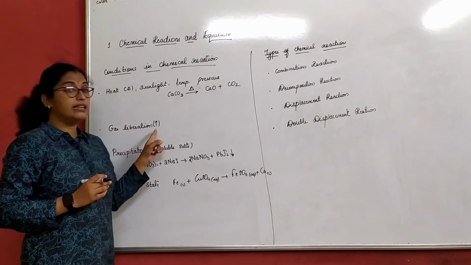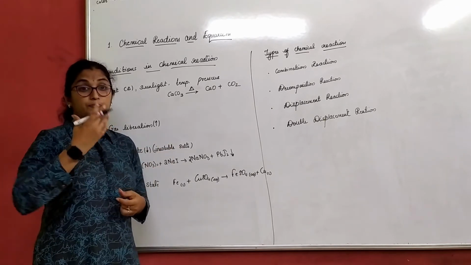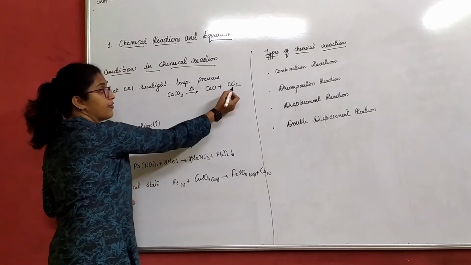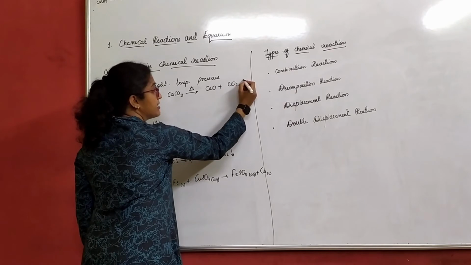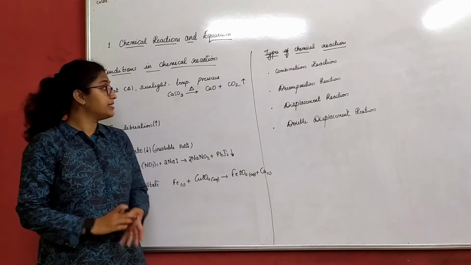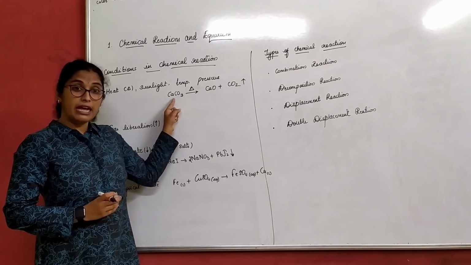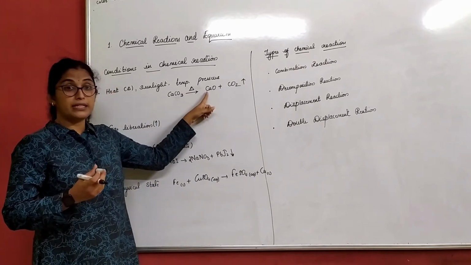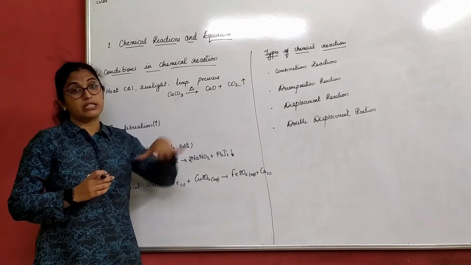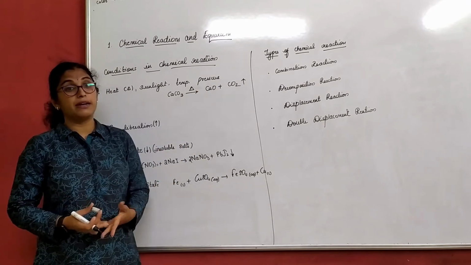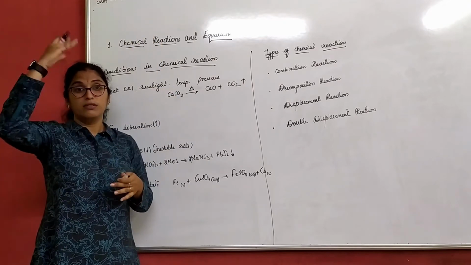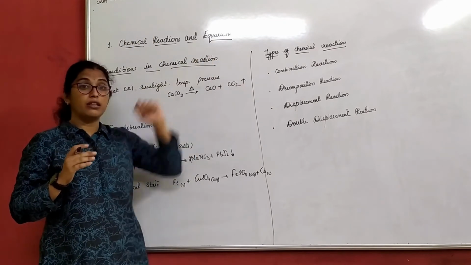Next, gas liberation. That means when a reaction is happening, there are gases liberated. How do we know that? Now carbon dioxide is a gas, right? I will simply put an arrow mark after carbon dioxide. That means when I supply heat on calcium carbonate, it decomposes or breaks down into calcium oxide and it releases carbon dioxide gas. How did I know it released carbon dioxide? My arrow mark will tell me. It is releasing. It is going. That is why the arrow is on the top.